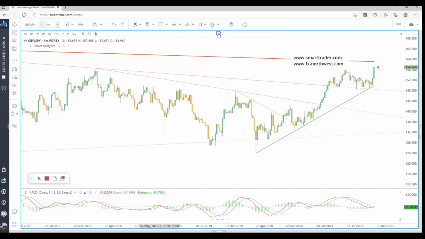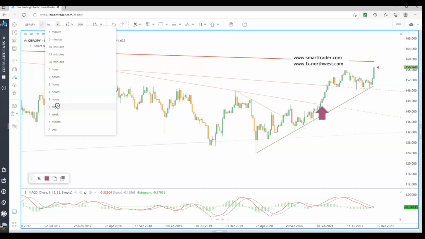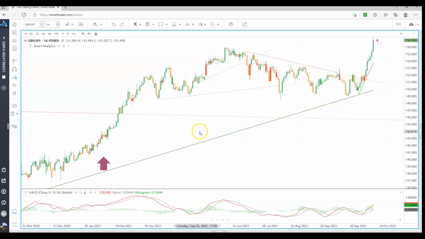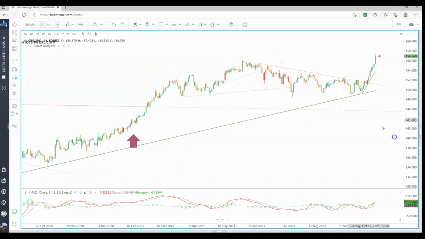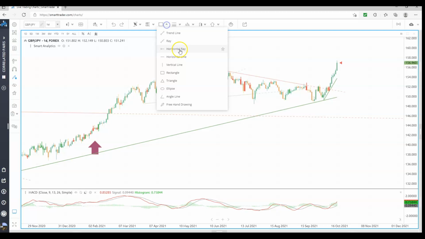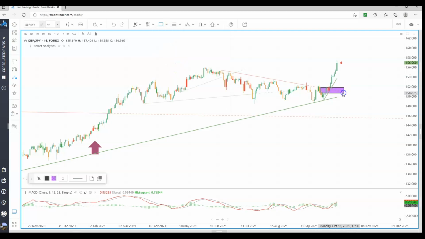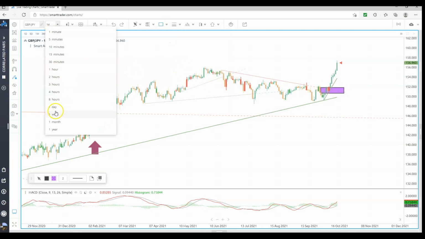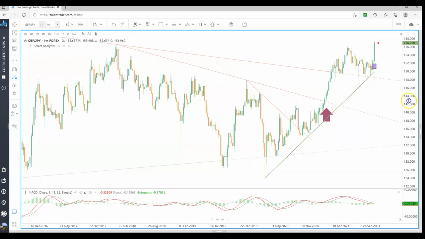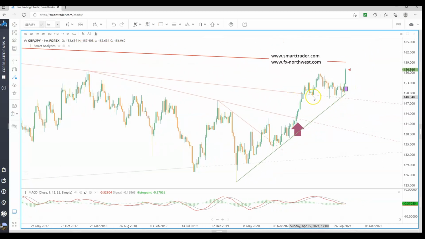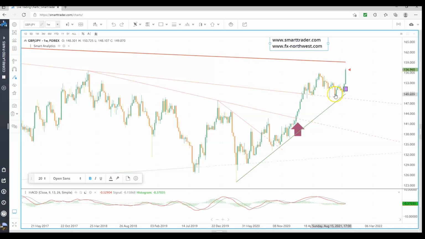Okay, so what I was looking for is confluence. I'm looking for a daily and a weekly chart to basically line up. Okay, and that's what I was looking for. So when I saw the break here on a daily chart, I immediately went to the weekly chart and noticed that price had already broken the trend line on the weekly right there.